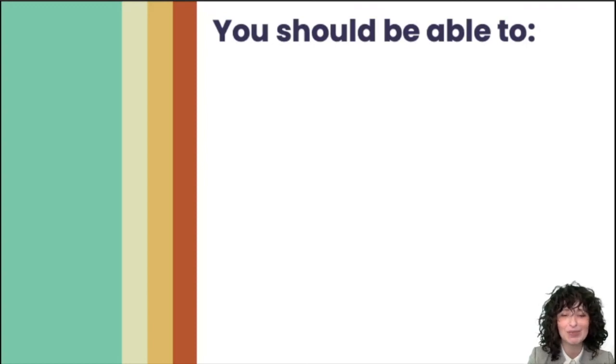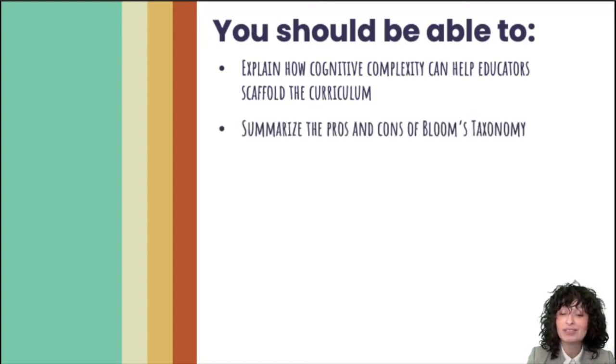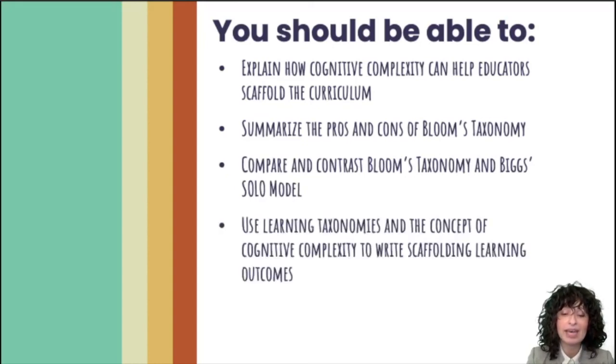It's the end of this module. You should be able to explain how cognitive complexity can help educators scaffold the curriculum. Summarize the pros and cons of Bloom's taxonomy. Compare and contrast Bloom's taxonomy and the Biggs SOLO model. And use learning taxonomies and the concept of cognitive complexity to write scaffolded learning outcomes.